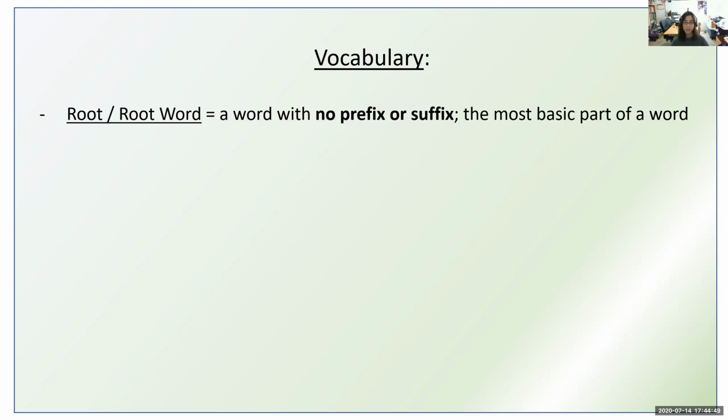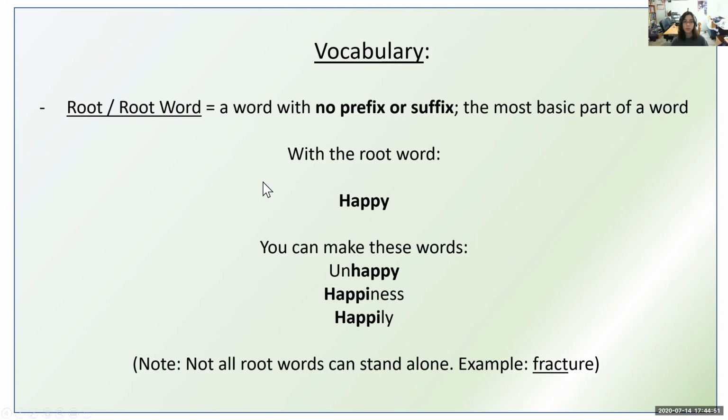Now I also want to provide some examples. So for example, with the root word happy, you can make these words. You can make unhappy, happiness, happily. All of these are based off of the root word happy. So if you want, you can also write down all of these examples for the root word happy.